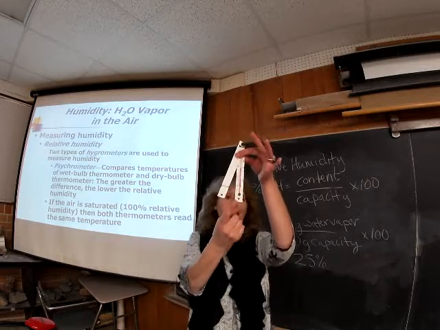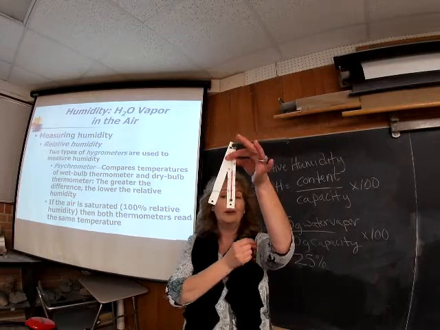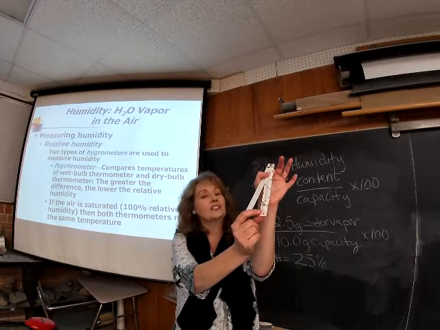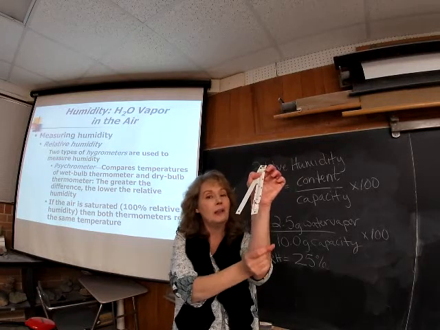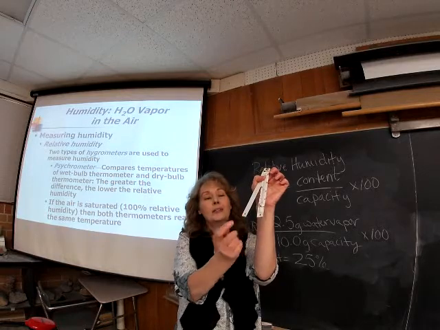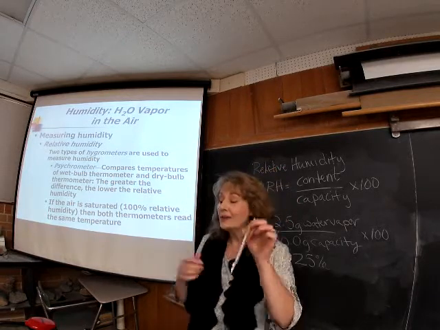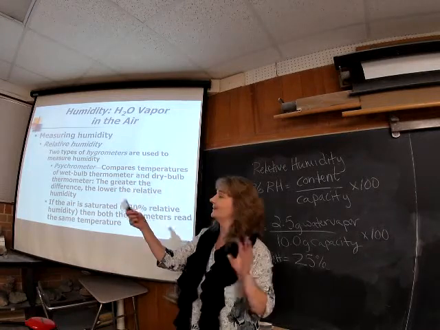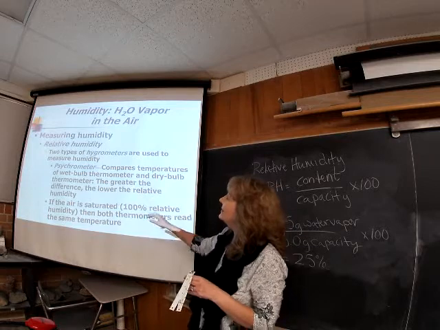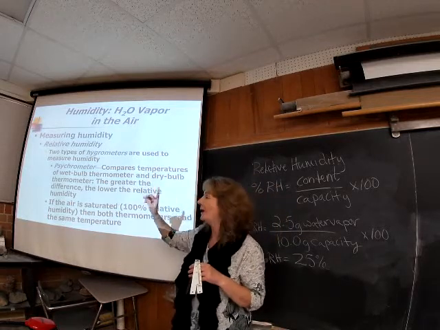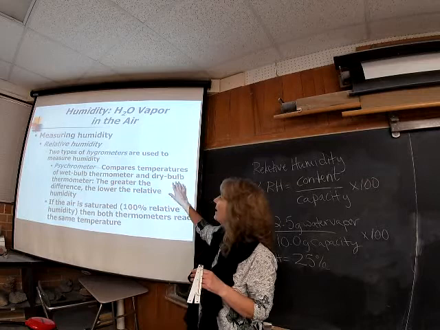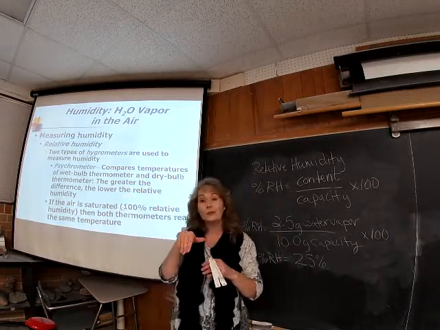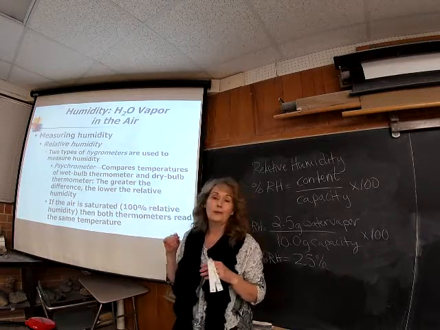One we call a dry bulb, so a thermometer, dry bulb, and the other one here is what we call a wet bulb. The wet bulb has just a little piece of gauze, a little piece of cloth around it, and I'm going to moisten that with some water. Then you swing this around, and we compare the temperatures of the wet bulb thermometer and the dry bulb thermometer. The greater the difference between those two values, the lower the relative humidity.